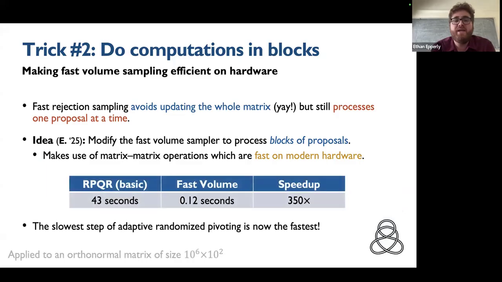And to give you a sense of the kind of speed upgrades that we've obtained by using this approach, the basic unaccelerated randomly pivoted QR algorithm takes 43 seconds to run on a model problem. And using this new fast volume sampler with the block matrix computations, it takes just 0.12 seconds. So it's a speed up of 350 times. By using this fast volume sampler, we've taken the bottleneck step of this algorithm, the slowest rate limiting step, this randomly pivoted QR, and replaced it by a new subroutine, which is now the fastest in this entire algorithm.